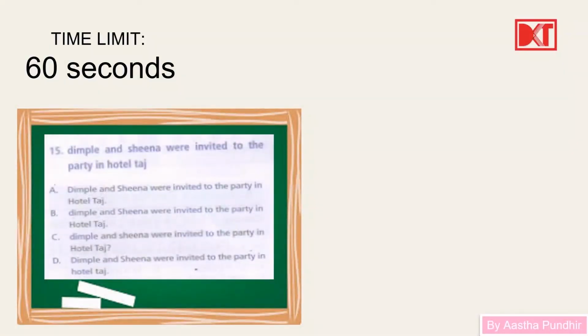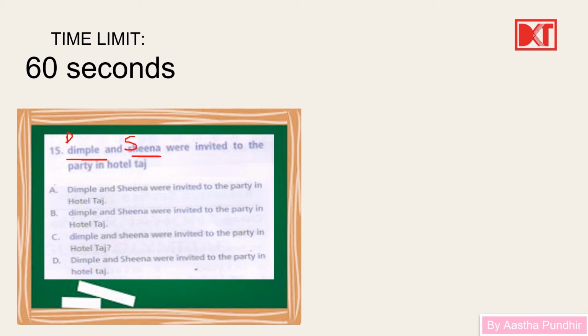Dimple and Sheena were invited to the party in Hotel Taj. Okay, here let's see Dimple and Sheena. First of all, we're talking about Dimple. Now, Dimple is the name of a person. Sheena is also the name of a person. So, D and S will be capital. These are proper nouns. Were invited to the party in Hotel Taj.